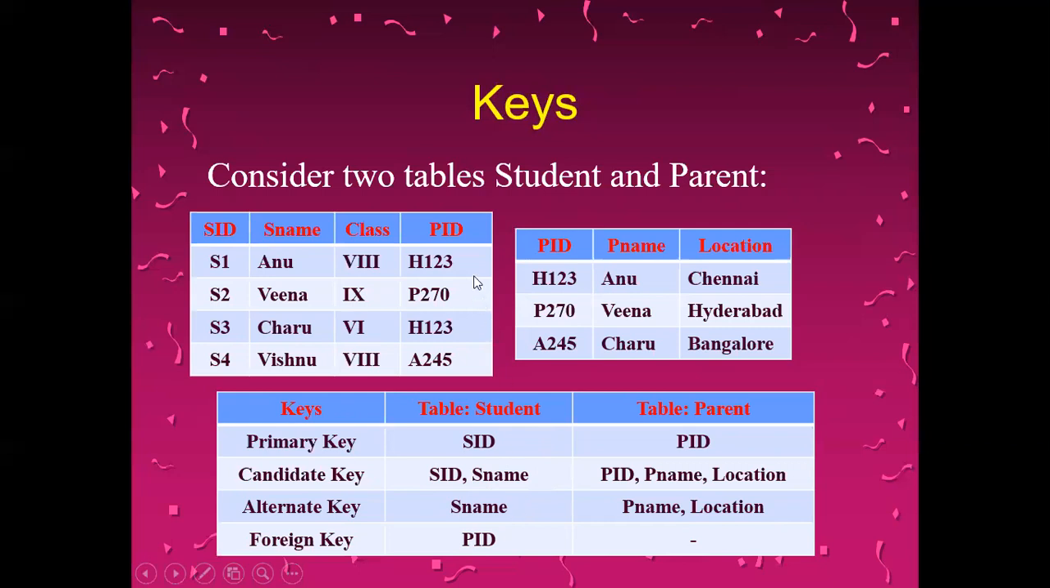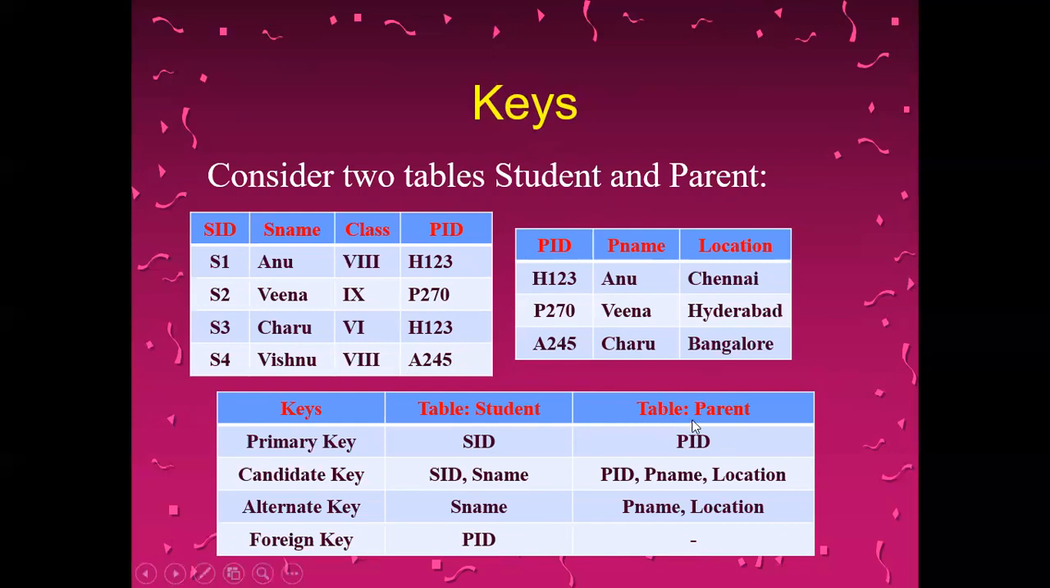Coming to the foreign key, what is the definition for foreign key? It should be a non-key attribute which is the primary key of some other table. So PID, that is the primary key of the parent table, when coming to the student table, acts as the foreign key. So under the student table, we can mention the foreign key is PID.